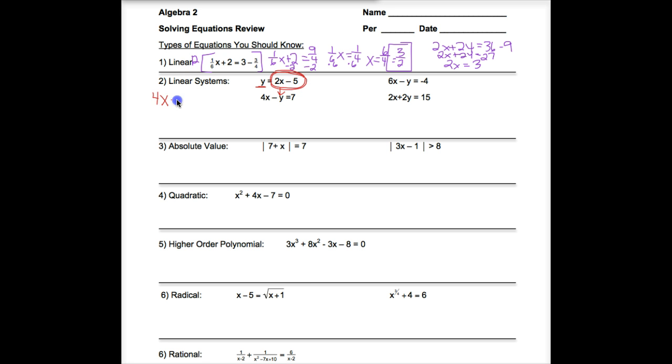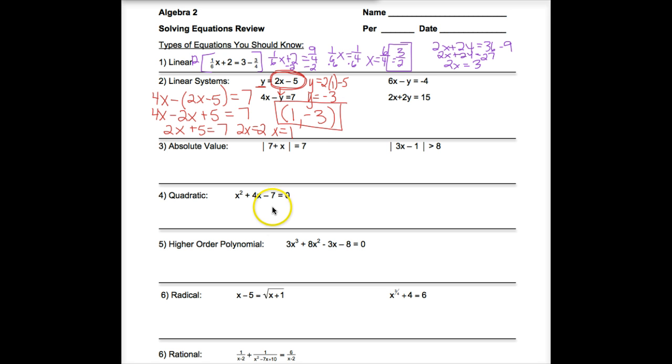So it's going to give me 4x minus (2x minus 5), because all I did was take out the y and replace it, equals 7. So 4x minus 2x plus 5 equals 7. Now 4x minus 2x is 2x. Subtract the 5 from both sides, 2x equals 2, which means x equals 1. When you know what x is, then you plug it back in. y equals 2 times 1 minus 5. So 2 times 1 is 2, minus 5 is -3. So y is -3. Remember that on linear systems, we write our answer as ordered pairs. So (1, -3) would be the ordered pair here.